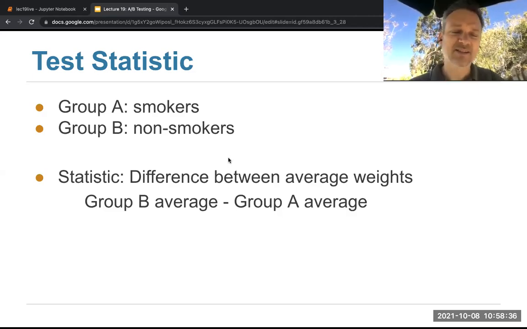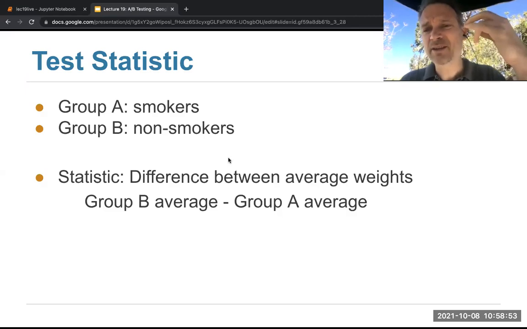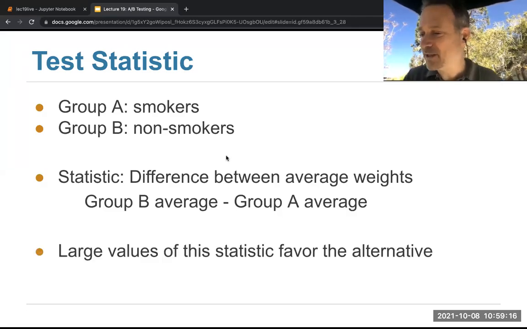All right, if this difference is really large, that means that the non-smoker babies are heavier on average. So if it's really large, would that make you tend to think the null hypothesis, or would that make you think, no, I'm leaning towards the alternative hypothesis being correct? Alternative, yeah. That would make you think that smoking is influencing things and causing the smoker babies to be lighter. So large values of this test statistic favor the alternative.